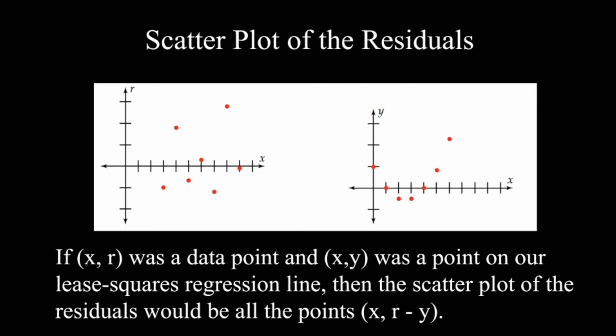While a linear model may in fact be the best fit, it's possible that a non-linear model may be a better fit. So one way to check if a linear model really is best is to construct a scatter plot of the residuals. That is, all the points (x, r - y). So if (x, r) was a data point and (x, y) was a point on our least squares regression line, then the scatter plot of the residuals would be all the points (x, r - y). Now if there's no pattern to the scatter plot, then the linear model probably was best. But if there is a pattern to the scatter plot of the residuals, then a non-linear model should have been used.